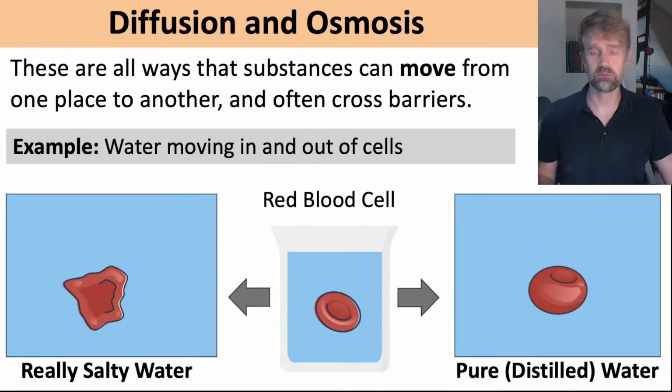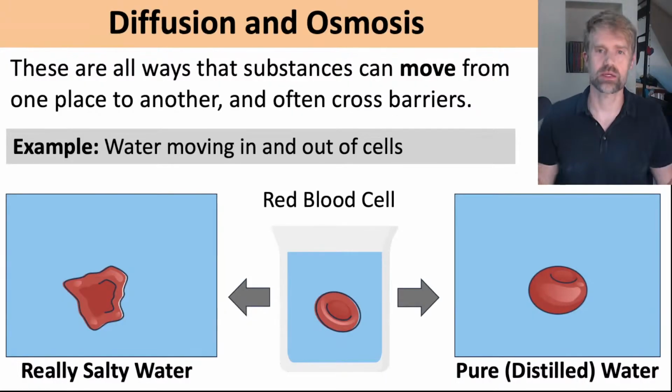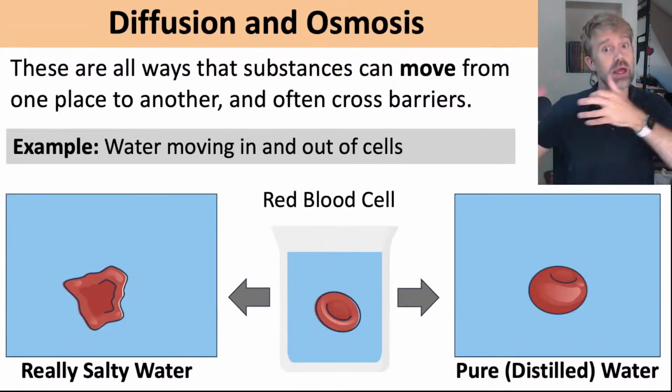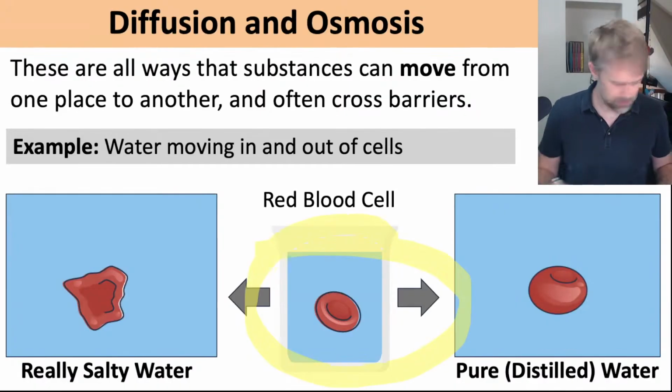Another example of osmosis and diffusion is water moving in and out of blood cells. This is something that you run into a lot in anatomy and physiology classes. Here in the middle, in this beaker right here, we have a red blood cell.